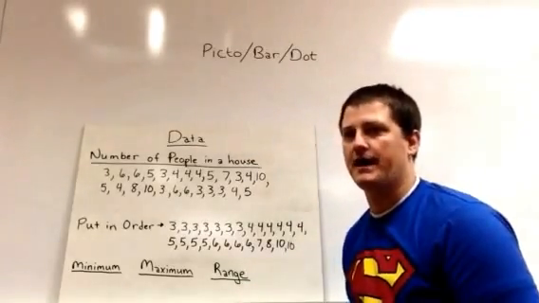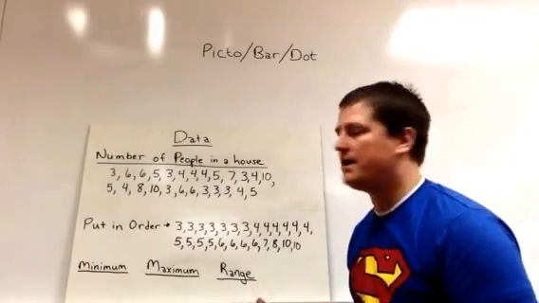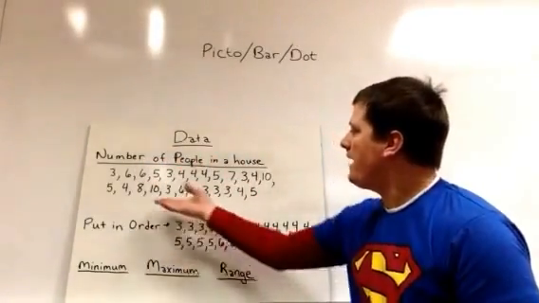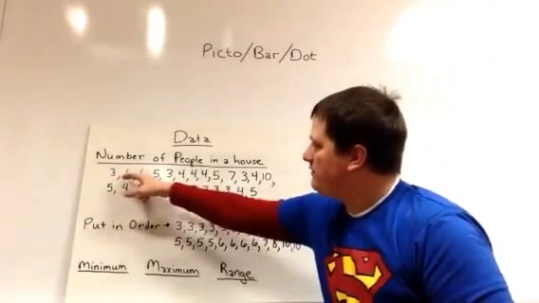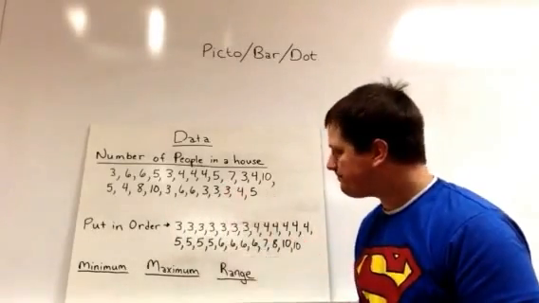First thing we want to look at is just raw data. So here I have some made up data of the number of people in a house. What we have is 25 data points here. 3, 6, 6, 5, and so on. And so we've got all of these listed.